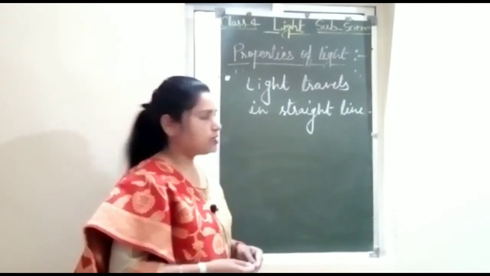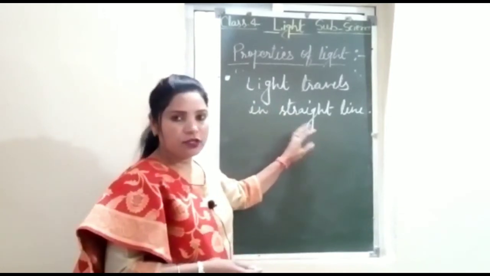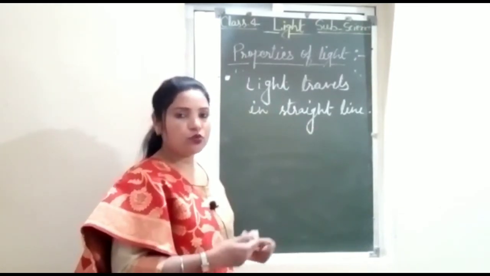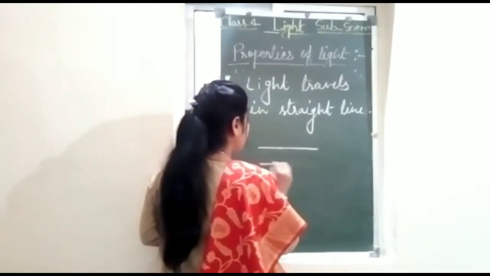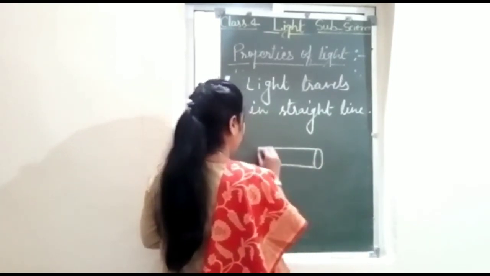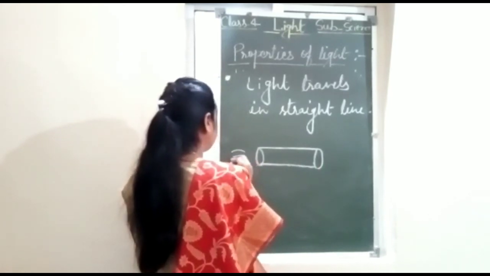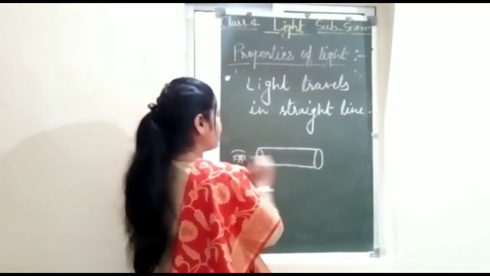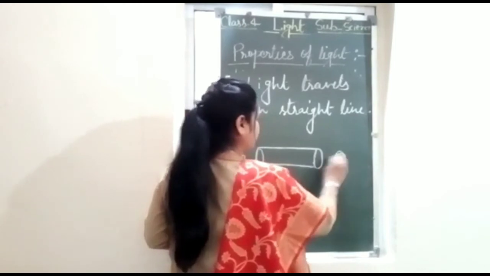Now the last property is light travels in a straight line. To prove this property, we can do one activity. We will take one tube like this, and we will try to see from the tube. So we can easily see the other side.